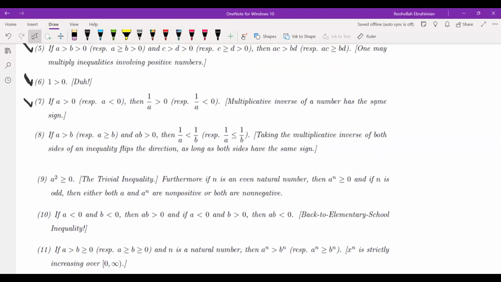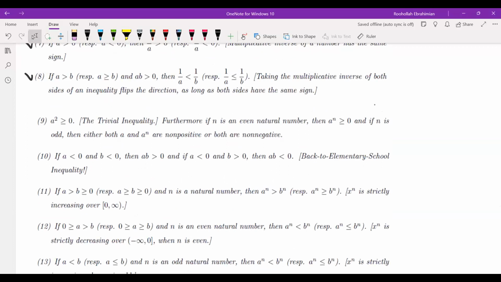inequality and both of the numbers are positive, so their product is positive, or both of them are negative, so again, the product is positive, then you can take the reciprocal of both sides, take the multiplicative inverse of both sides, but you have to be careful. You have to flip the direction of inequality. So if A is greater than B, 1 over A is less than 1 over B, assuming that both A and B are positive or both A and B are negative.